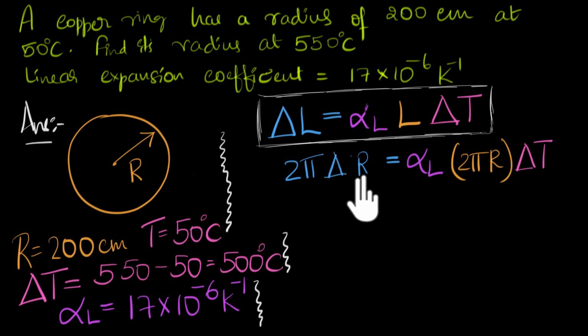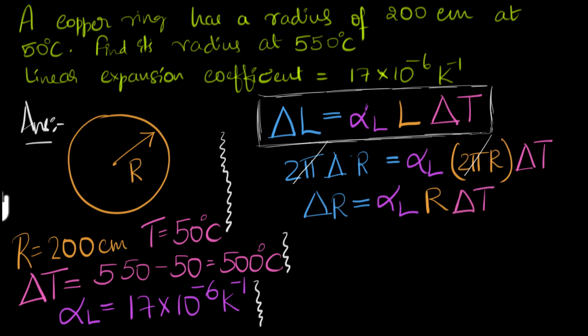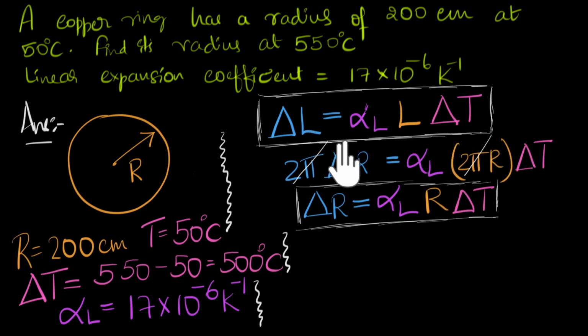Now notice if you compare left and right side, 2 pi is common here and here. We can just go ahead and divide the whole equation by 2 pi, and so this will cancel out. Eventually, what do we end up with? We end up with delta r equals alpha L times r times delta t. Just look at this expression that we just derived. That expression is identical, or analogous, to this expression. The only difference is that L is replaced by R. And so now we can go ahead and plug in and solve this.